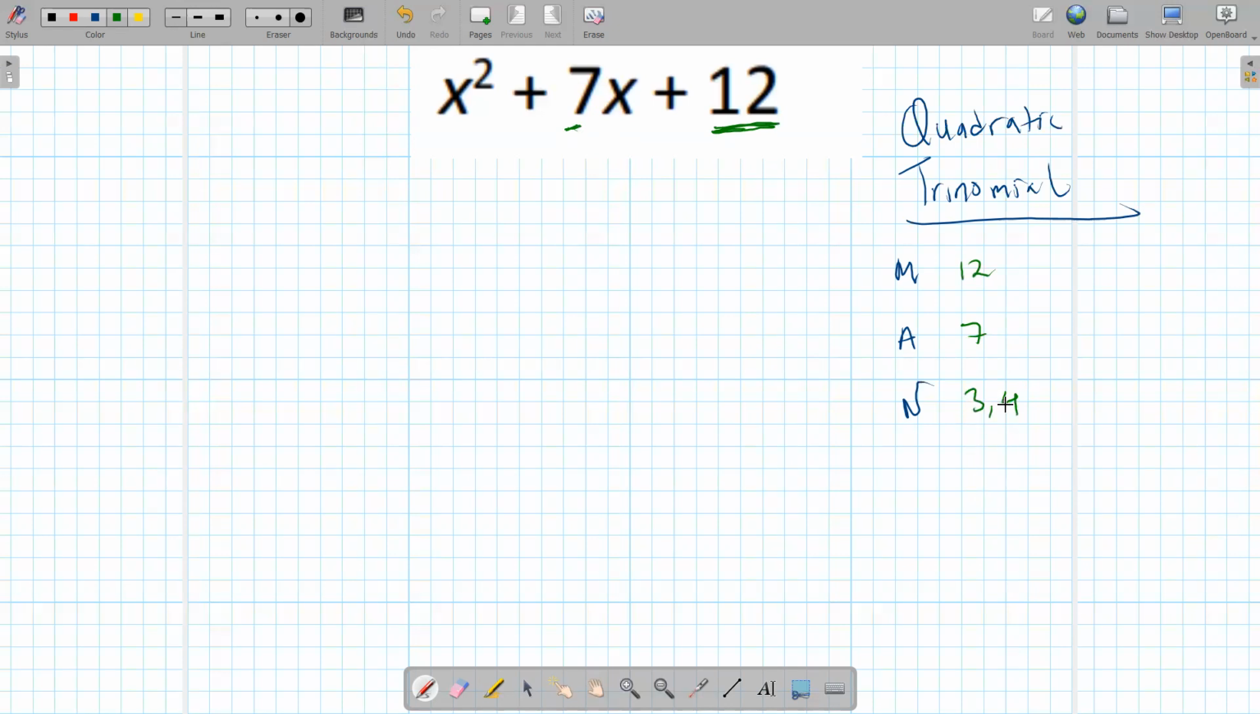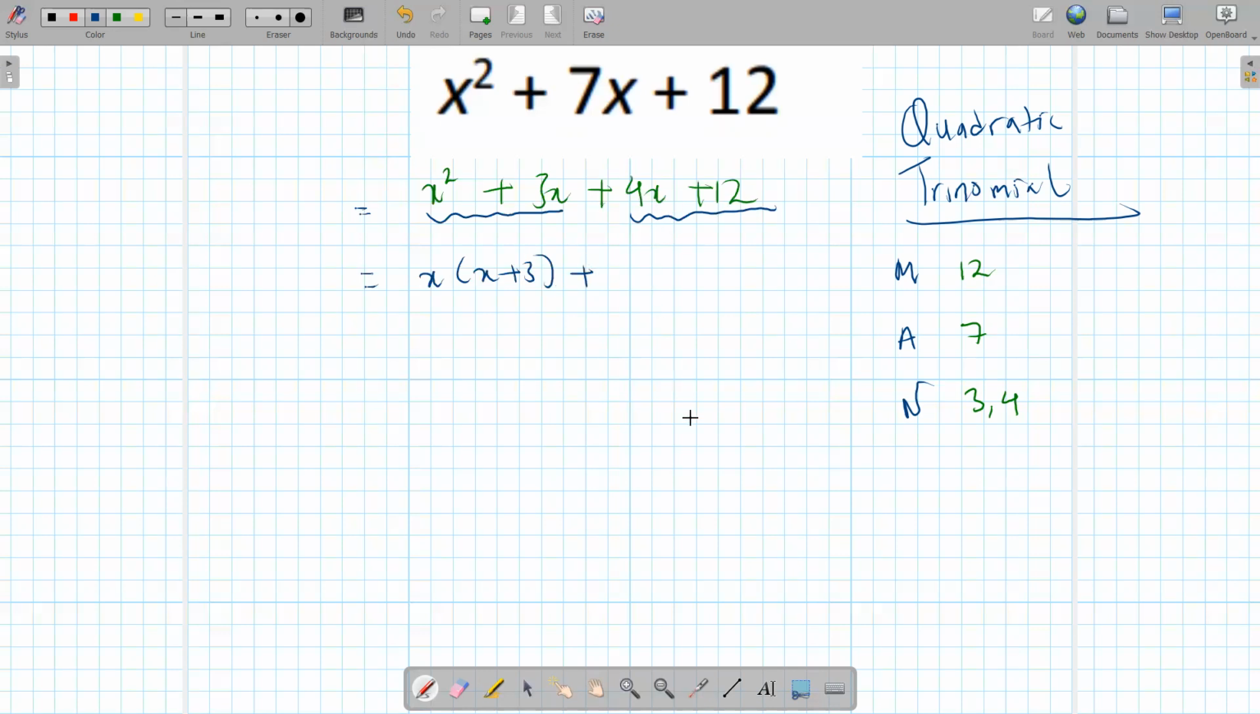And once you have these, you want to break down the middle guy, 7x, into those two. So 7x, we're going to rewrite it as 3x plus 4x plus 12. And now we are going to factor two terms at a time. From the first two terms, what do they both have in common? What can we pull out? X. Yeah. And you're left with x plus 3 in the bracket.